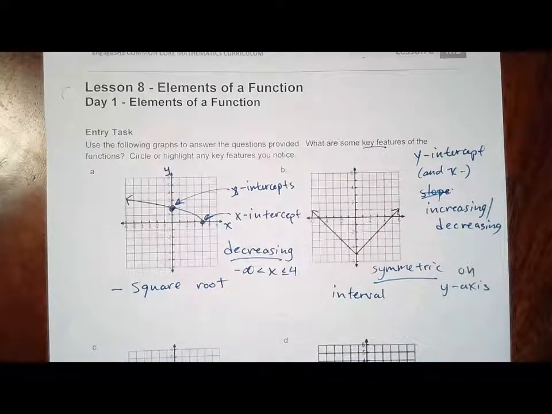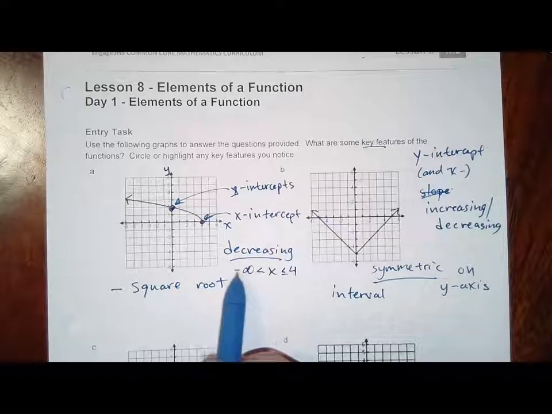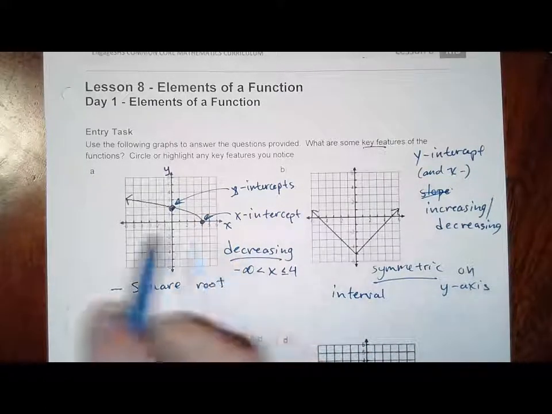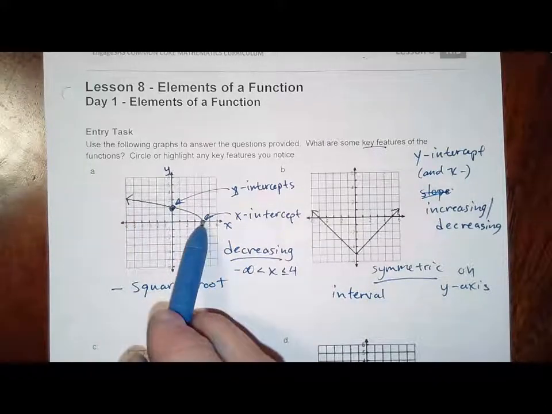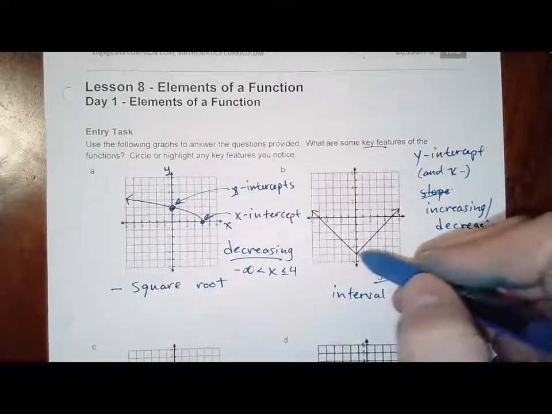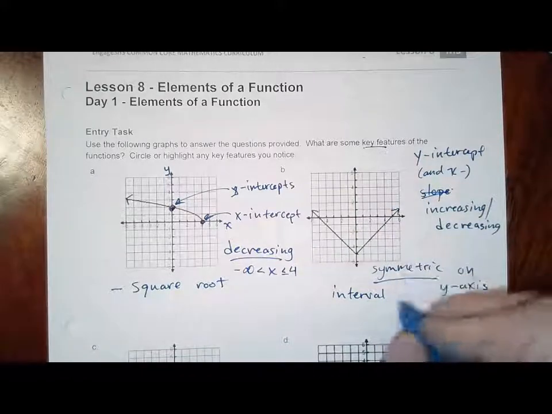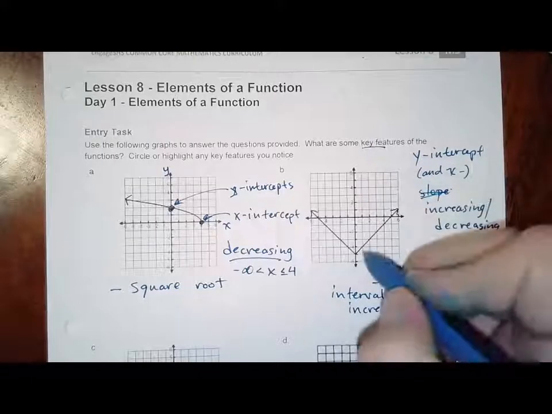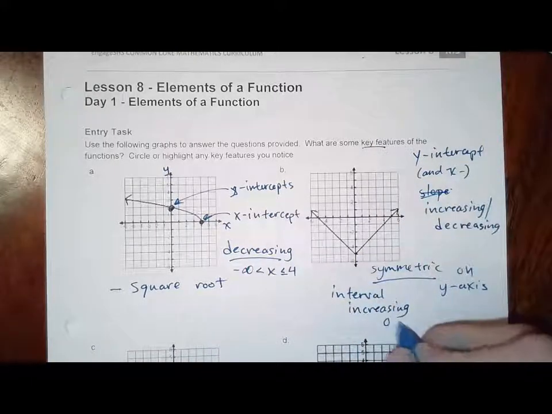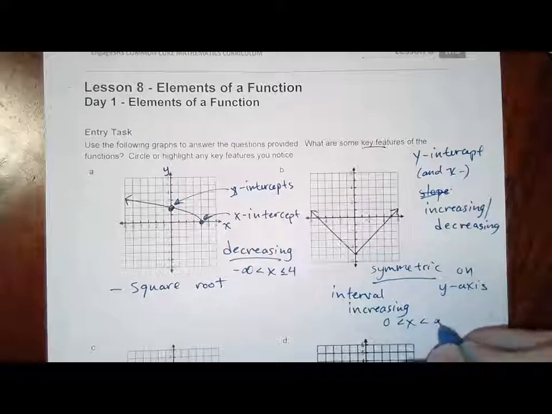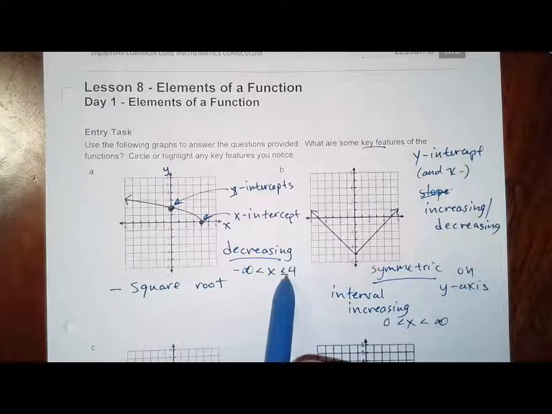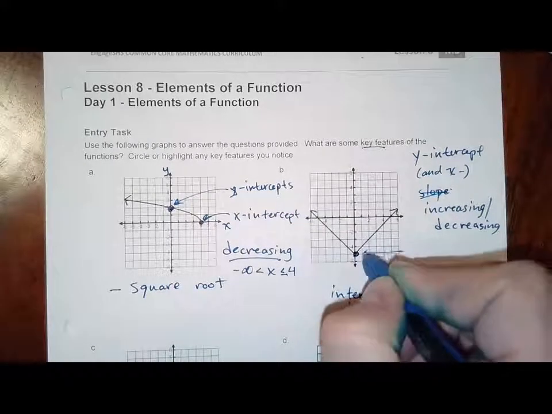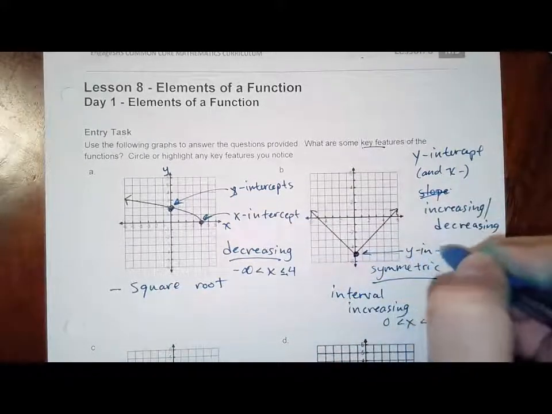So we could write an inequality notation. Negative infinity is less than x is less than or equal to 4. So anything from 4 and smaller is a place where the graph is in a decreasing direction. For part B, the interval where it is increasing would be from 0 to infinity. So 0 is less than x is less than infinity. Notice that I switched from using the equal to sign to 0 because I don't know what's actually happening right here. After all, it's a y-intercept.